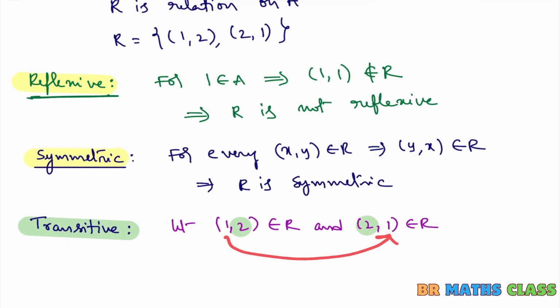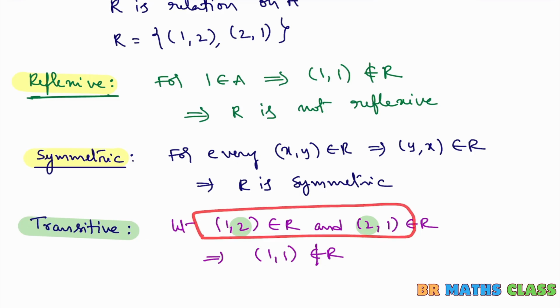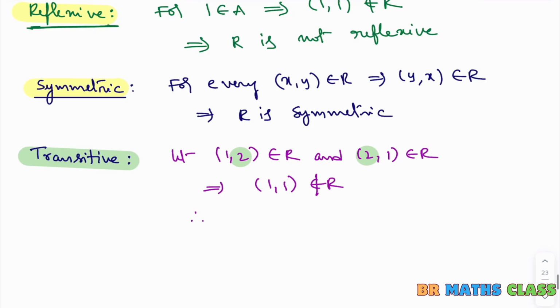Look for (x, z). What is (x, z)? (1, 1). You observe whether the ordered pair (1, 1) is in the relation. No, (1, 1) does not belong to the relation. That means this pair fails to satisfy the transitive condition. Therefore, R is not transitive.